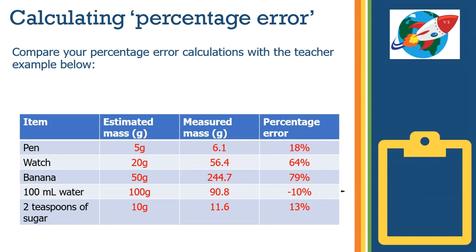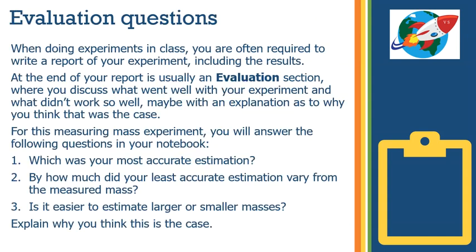So you can see that I was closest in estimation for the water, but the biggest discrepancy was in my estimation of the weight of the banana. So that brings me down to our evaluation questions now. So you'll need to complete these in your notebook. And of course, because you have different estimates and measured masses than I do, this will give you different answers for your percentage error, but that's perfectly okay. So evaluation questions. This is an important step.